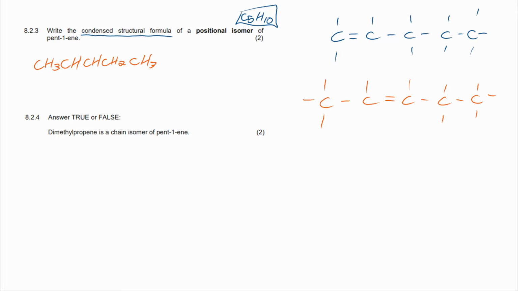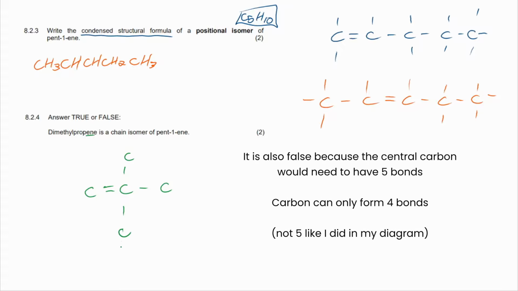Okay, cool. Now we need to answer true or false: dimethylpropene is a chain isomer of pent-1-ene. So we need propene to have 2 methyl groups on it. Propene is going to look like this, and remember prop is 3, so we have this thing. On top of this somehow we need to have two methyl groups. Is that possible? Let's see. So the methyl groups will be here, no?